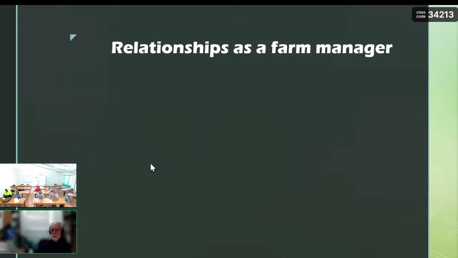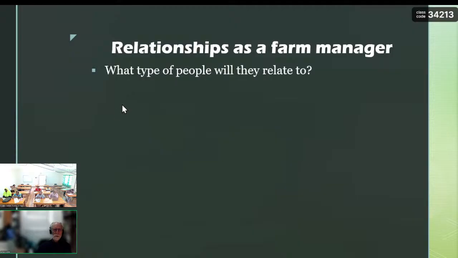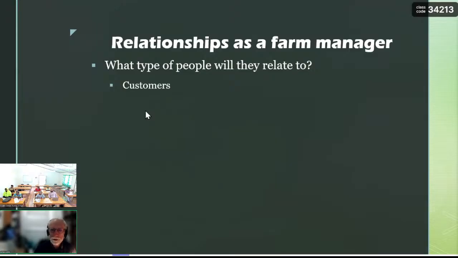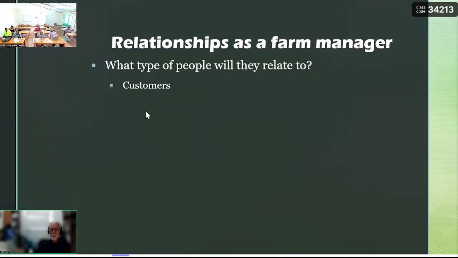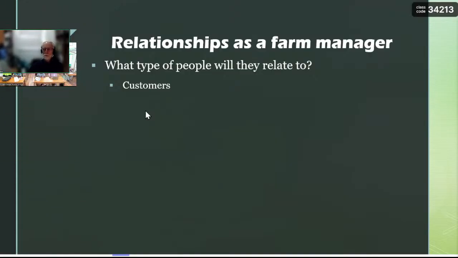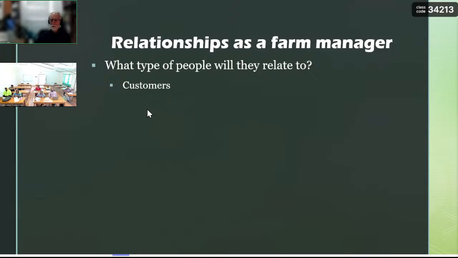So, as a farm manager, where are you going to go? What kind of people will the farm manager relate to? Let's make a list. You've got customers. First thing first, most importantly, your customers, your market. Who is your market? Are you going to sell right there in the community, or are you taking all the produce to town?